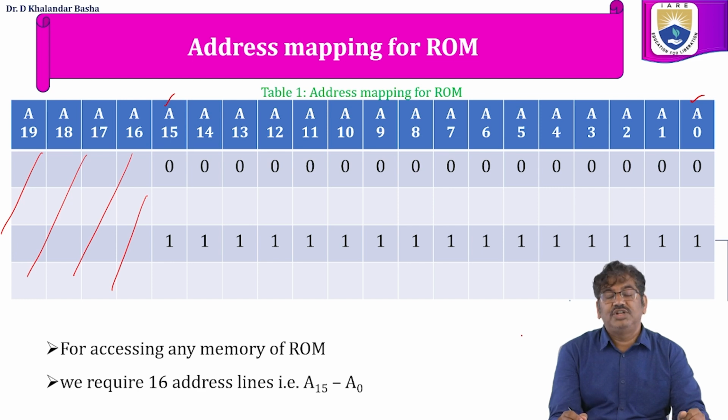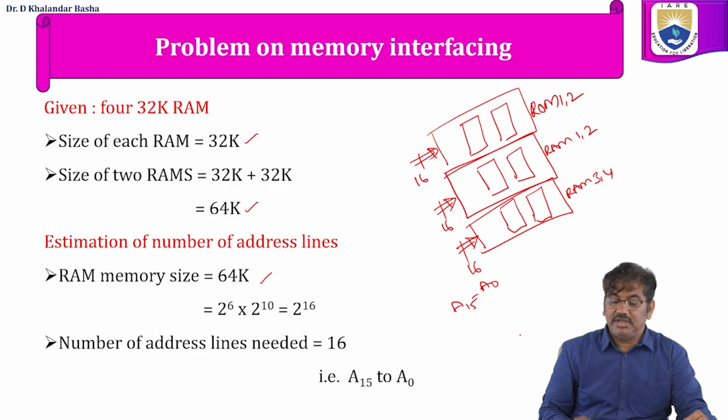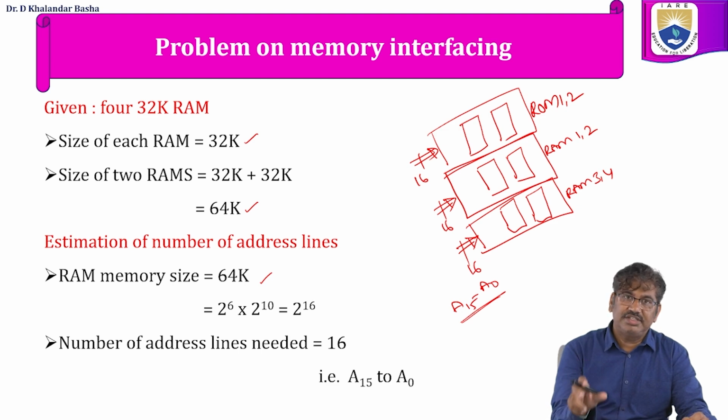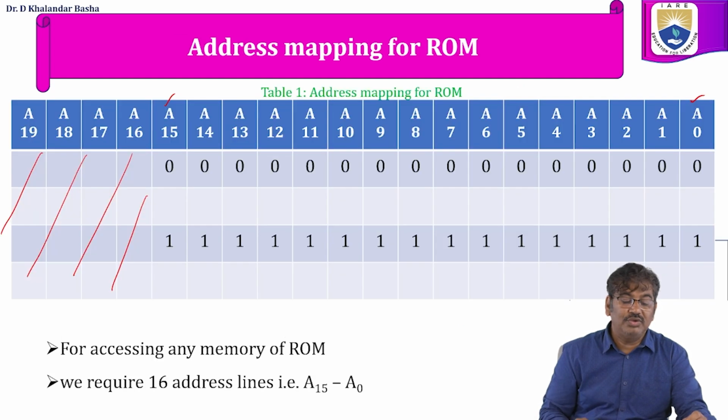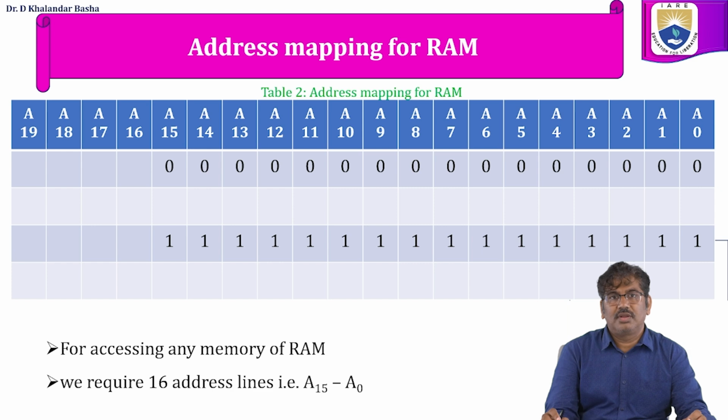So, how about A16 to A19? These are used for decoding purpose. If you observe here, if I place any address A0 to A15, that address may be contained within these 16 fields, that is A0 to A15. That address may correspond to RAM 1, 2, 3 or 4. So, for differentiating this, we need additional lines, which are going to be A16 to A19.